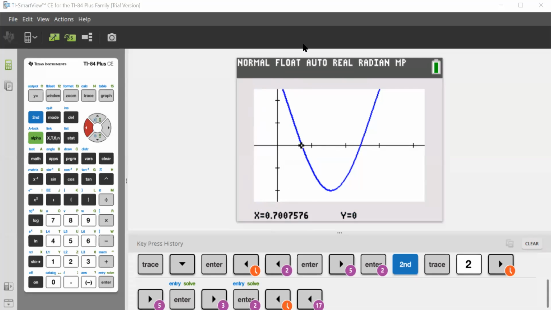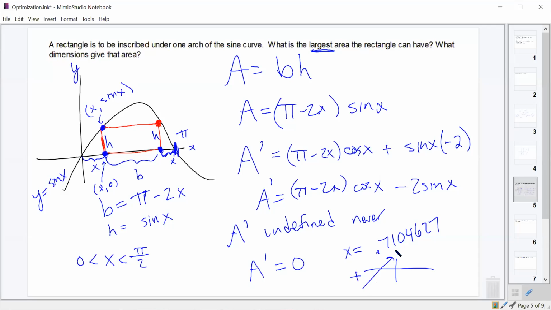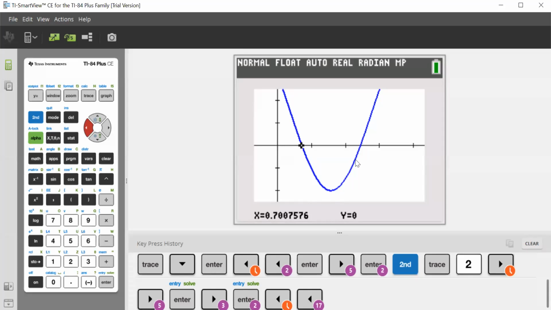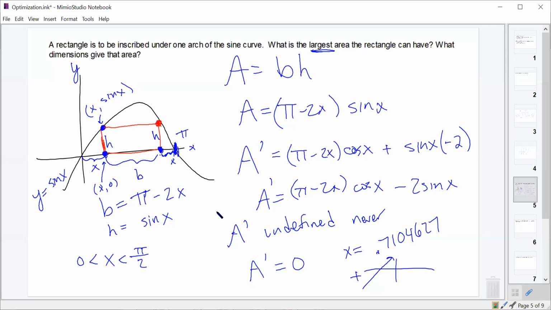So if my derivative is positive, then that means that this is increasing. And then to the right of that value, my derivative is negative, which tells us that our function is decreasing, which proves to us that this is a maximum area and not a minimum area when x is 0.7104627. Good or no so far? We haven't actually answered the questions yet. Any questions, any problems with that, any issues with that? No? Everybody good?